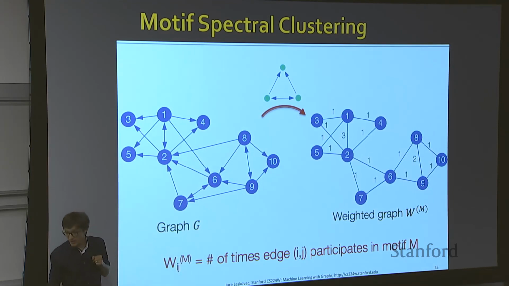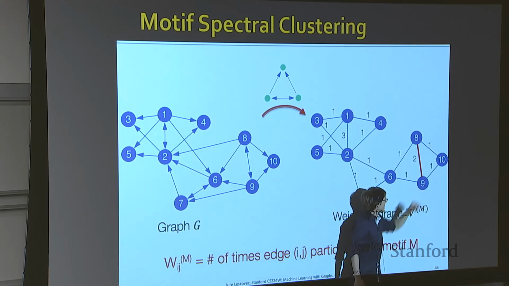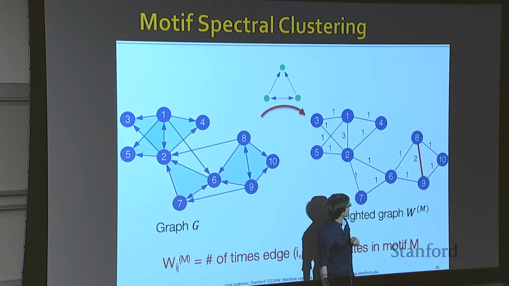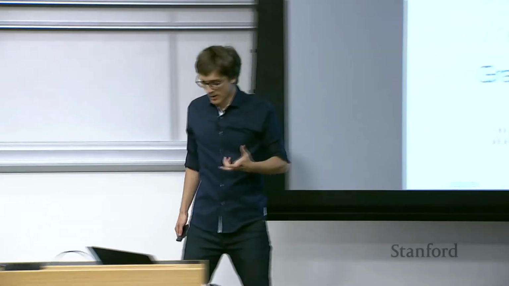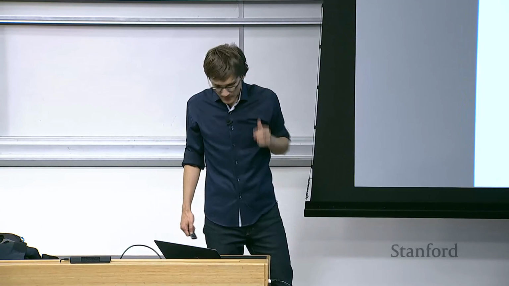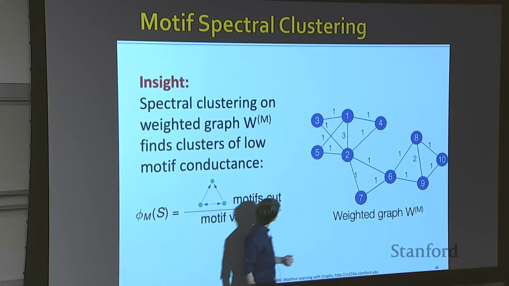And I already explained to you why this edge has value 2, why some other edge has value 1, and so on, right? So this is the pre-processing. Now that we have done this pre-processing, the main insight is the following.